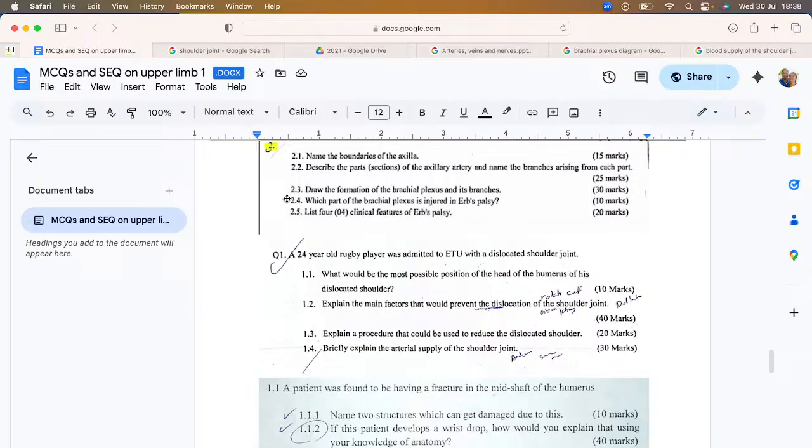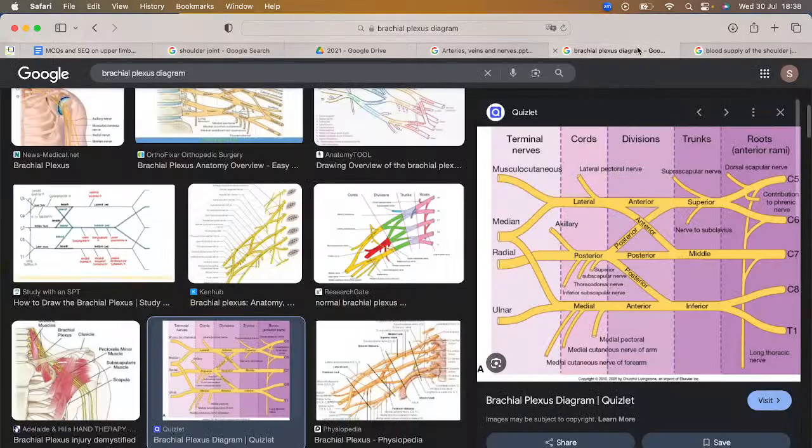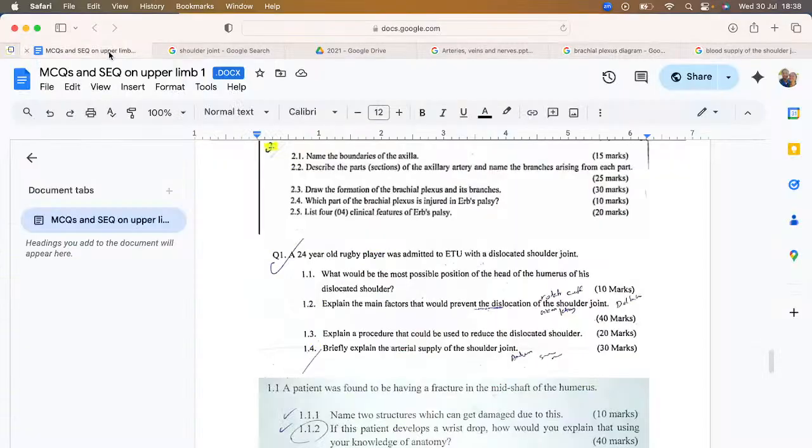Now I forgot what we were discussing. We were talking about Erb's palsy, right? So C5 and C6, this is usually the part where the damage will be found. And the question is asking which part of the brachial plexus. It's just 10 marks. So if you say that the C5 and C6 roots are affected in Erb's palsy, you'll get those 10 marks. Now list 4 clinical features that you'll find in Erb's palsy.